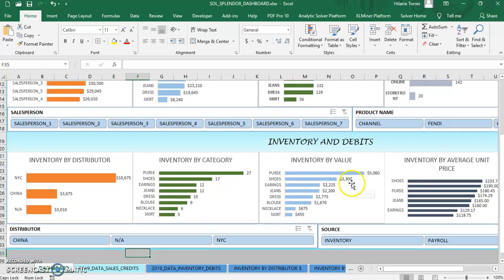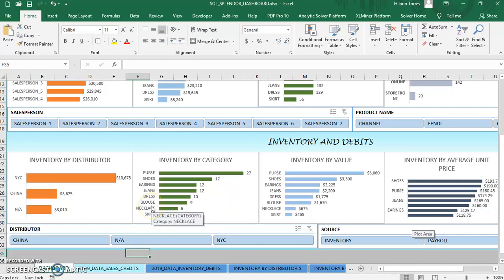So this is all your inventory and debits information. Basically, the inventory that you're purchasing by your distributor, inventory by category, inventory by value, and inventory by average unit price. So you want to get an idea of how much you're paying for some of this inventory. I know you've told me that most of the stuff that you buy from Los Angeles is $49.99, and that's something that we can add in here and go from there. But once you start looking at the average price that you're selling inventory, maybe the prices have gone up, and this will tell you exactly what the average price is.